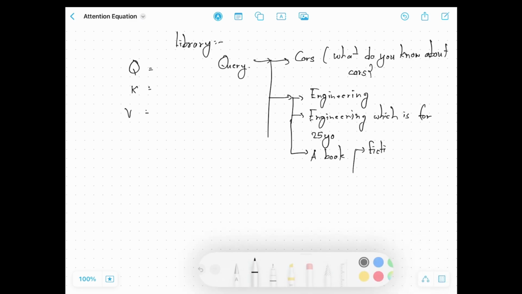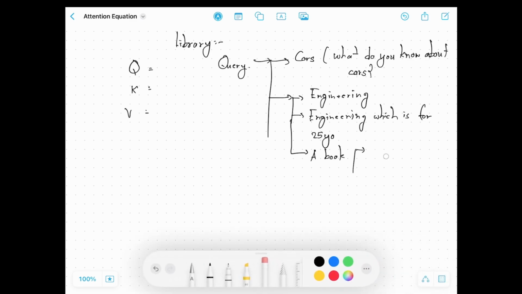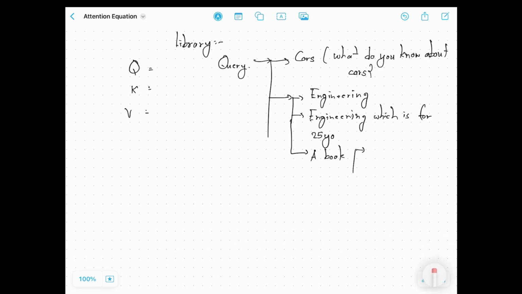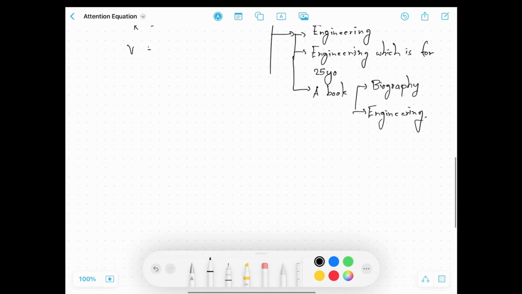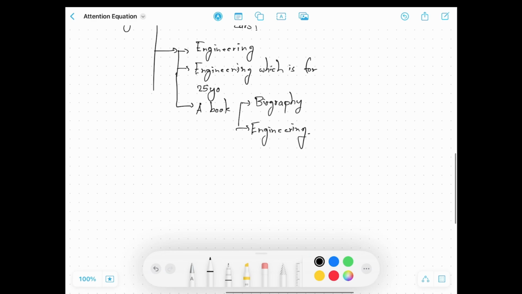Oh, maybe not fiction, because there are not many fiction books on cars, but maybe something as simple as a biography, or something related to engineering itself. So why do I say biography? Because I have read How to Build a Car. You must read that book. That is a beautiful book if you are interested in F1.